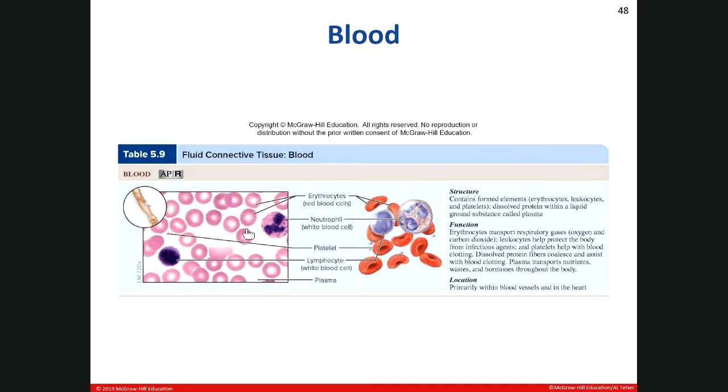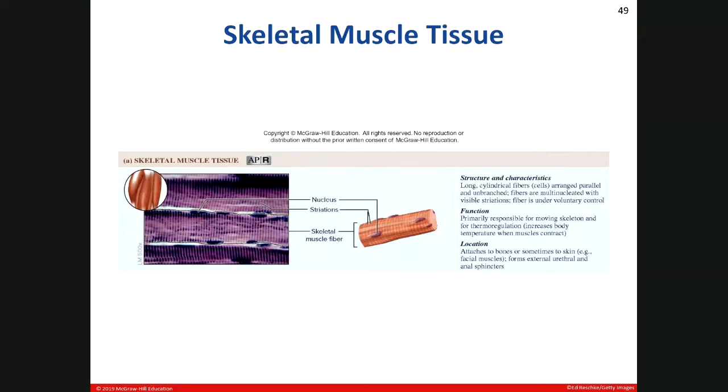All right, and then finally, no, that's it. I thought I had a lymph slide, but I don't. Okay, guys, connective tissue is over. Breathe in, breathe out. We've only got two more tissues to go, and they're the easier ones. Much easier, trust me.